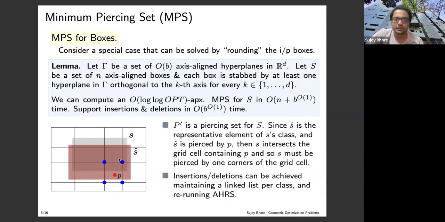At this point, insertions and deletions are fairly trivial, because this can be achieved by simply maintaining a linked list for each of these classes. And then every time there is an update, we just rerun the Agarwal et al. algorithm. But of course, this is a special instance, and this is not the whole instance.